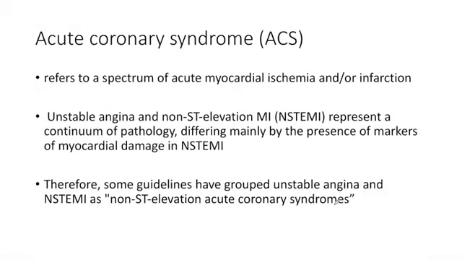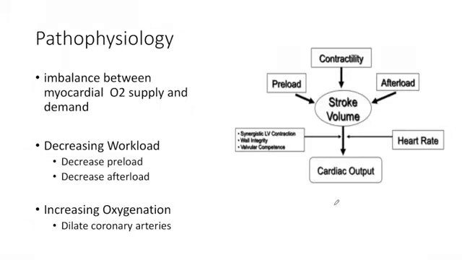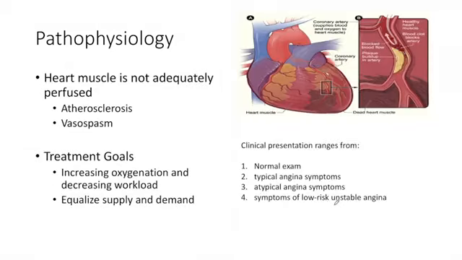So we all know what acute coronary syndromes are. Obviously, you are not treating these in the primary care setting, you're calling 911. Imbalance between myocardial O2 supply and demand. We are going to focus on decreasing workload by decreasing preload and afterload, and we are increasing oxygenation by dilating the coronary arteries. So muscle is not adequately perfused either by atherosclerosis or vasospasm. We are trying to increase oxygenation and decrease workload and equalize supply and demand.